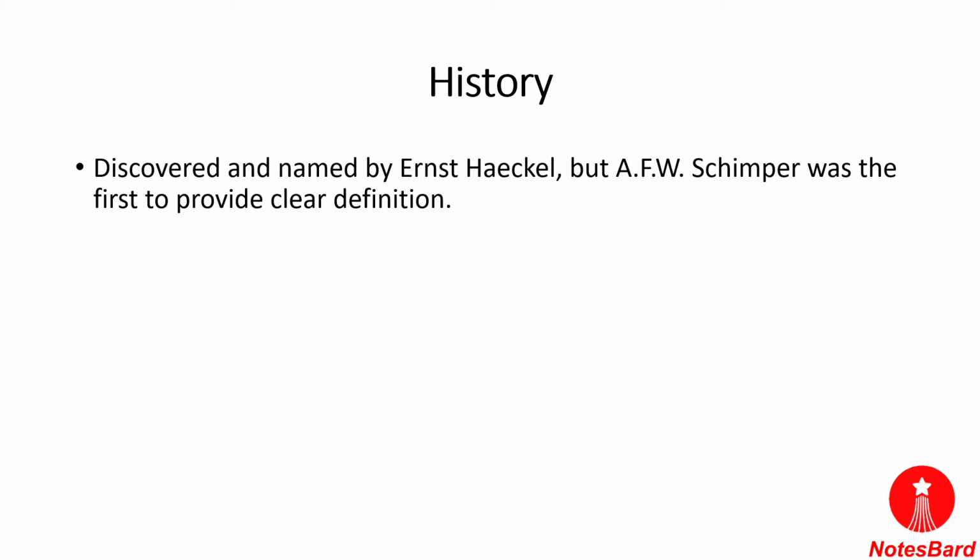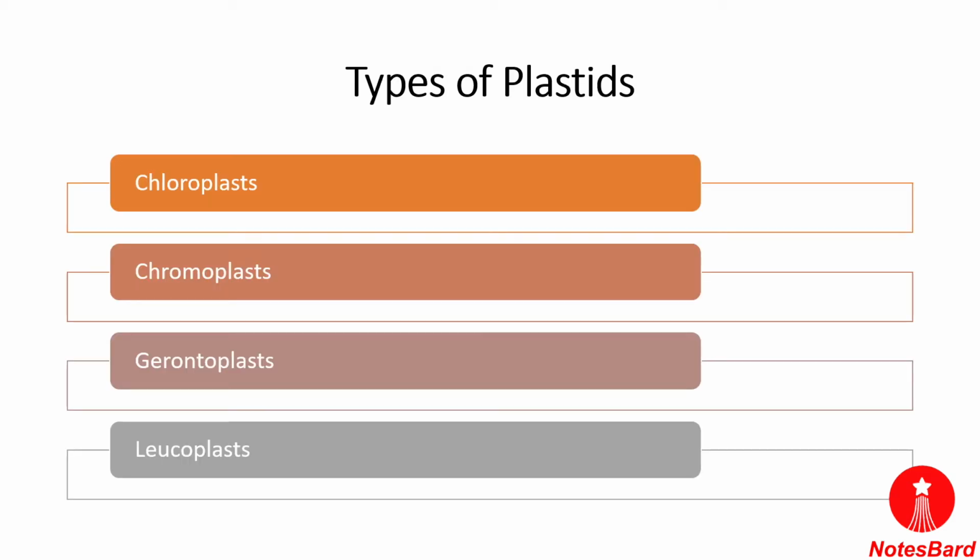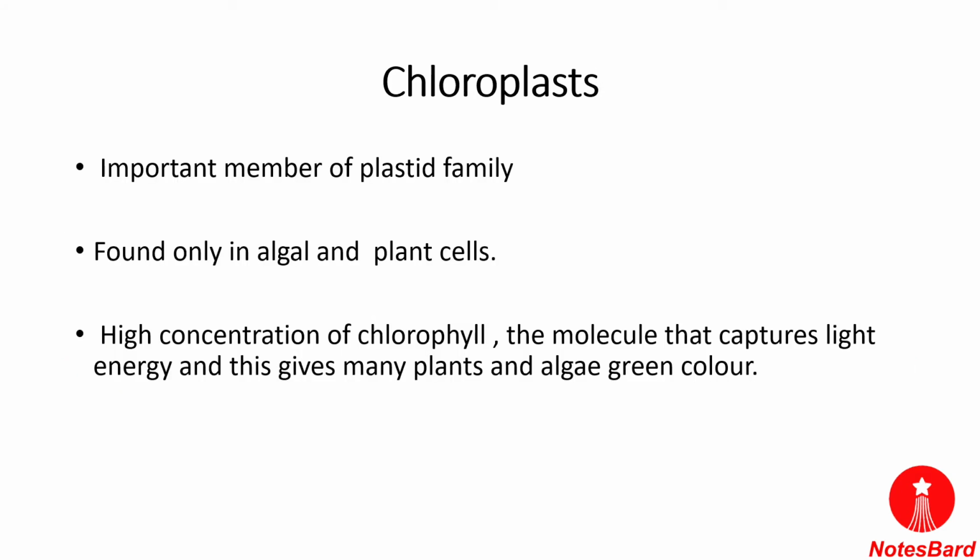Now, there are various types of plastids. The first is the chloroplast, then comes the chromoplast, keratinoplast and the leucoplast. First we will discuss the chloroplast. Chloroplasts are one of the important members of the plastid family. It occurs in all photosynthetic eukaryotes and acts as a site of photosynthesis.